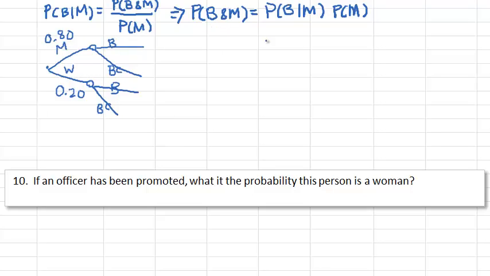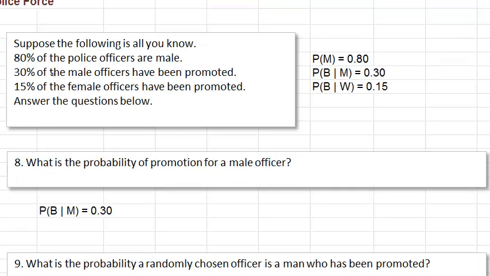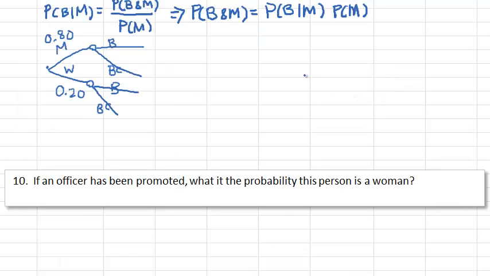Okay, and here we have some probabilities we could use, 30% and 15%. So the conditional probability here is 30%, so that is the probability of B given M. And now this, of course, is going to be 0.70 because it's a complement. And here we're given B given W is 0.15, and the other must be 0.85.